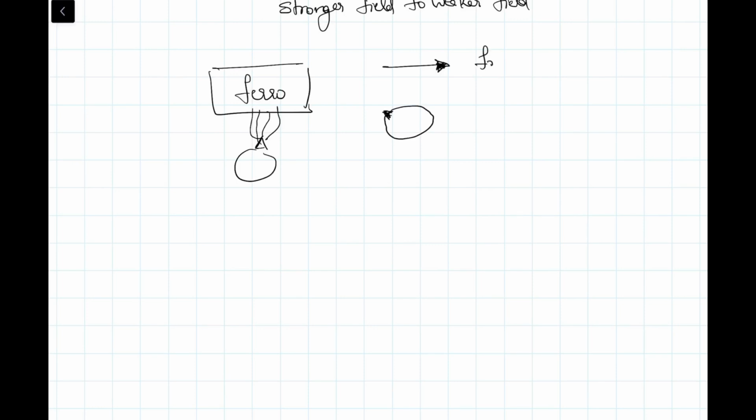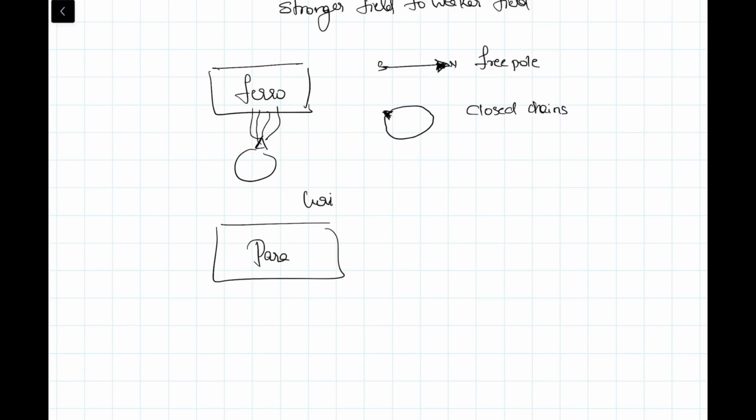Initially there was a free pole nature, let's say north and south, but once it becomes closed chains, that free pole nature gets destroyed. Once its free pole nature gets destroyed, the pole strength reduces. The ferromagnetic will become paramagnetic at a particular temperature. We call it the Curie temperature. So when you heat a ferromagnetic substance, it becomes paramagnetic at a particular temperature, the Curie temperature. The explanation I have mentioned: the free pole nature becomes closed chains.